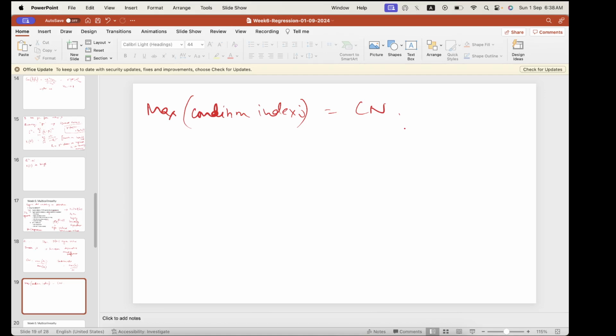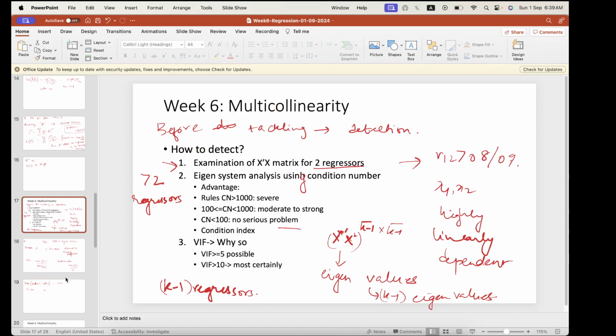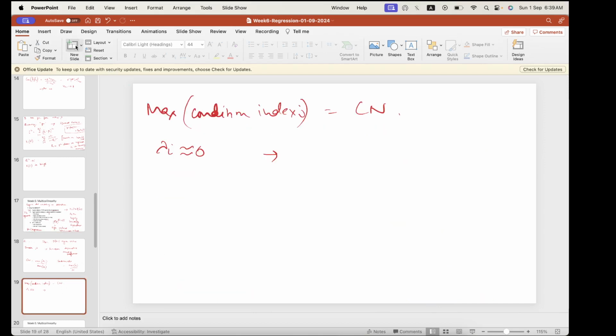Okay, so if any lambda I is close to 0, then the associated eigenvector describes the nature of linear dependence. Alright, now the next thing that we can use for detection is the VIF, or the variance inflation factor.